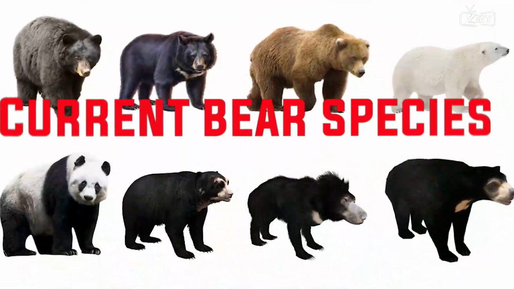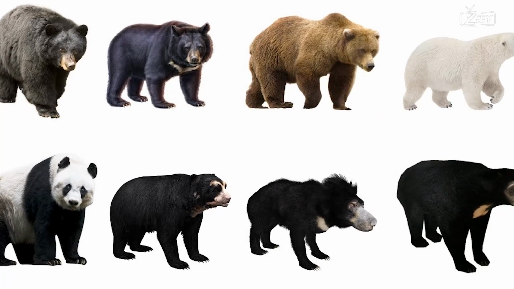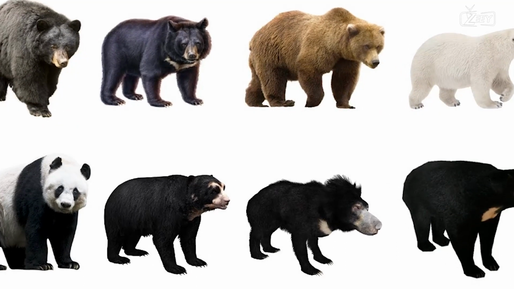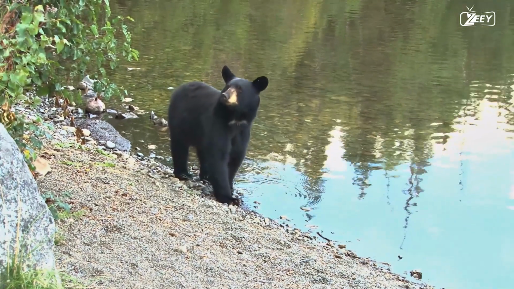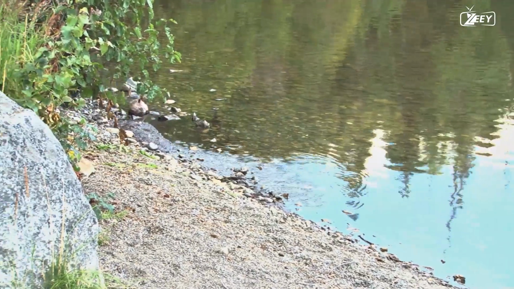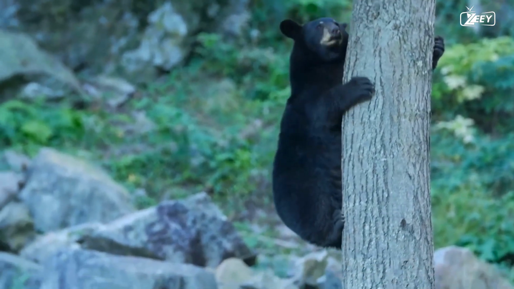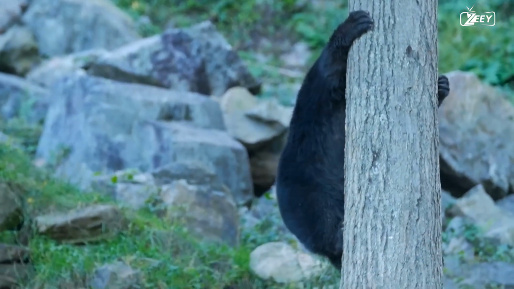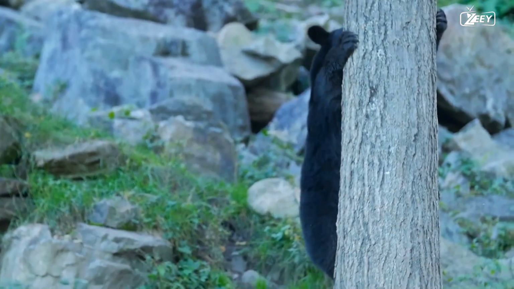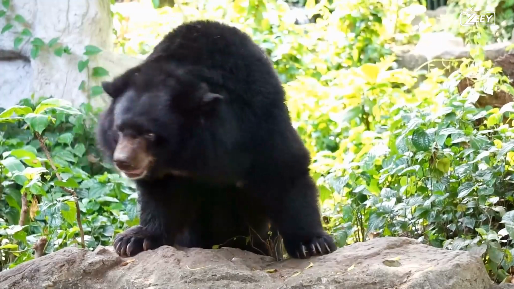Current bear species. 8 bear species still exist today, and each has distinct traits resulting from evolutionary adaptations to various settings. For instance, Southeast Asian nations are home to sun bears. It is the smallest species of bear, weighing between 55 and 140 pounds and standing 28 inches, 71 centimeters, tall at the shoulder, 25 to 65 kilograms.